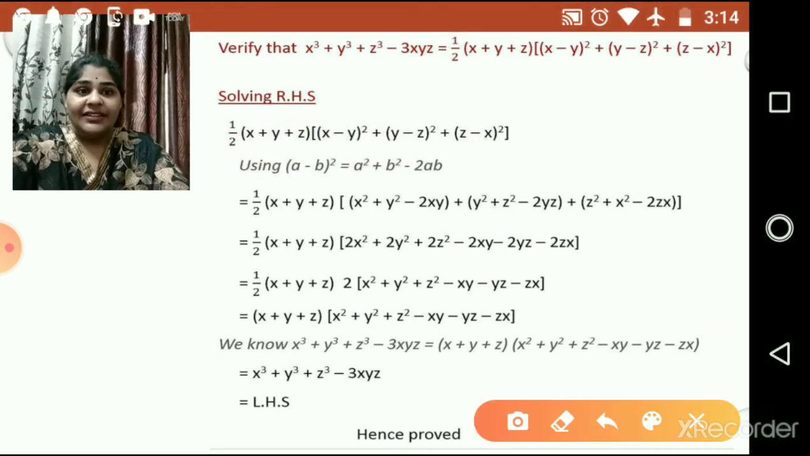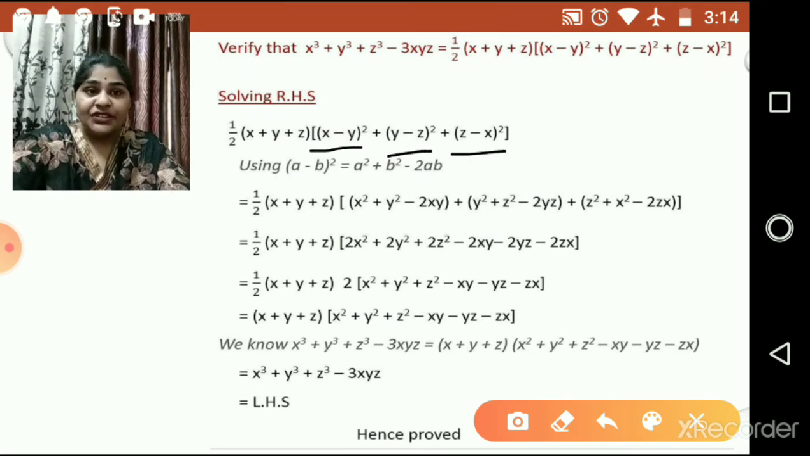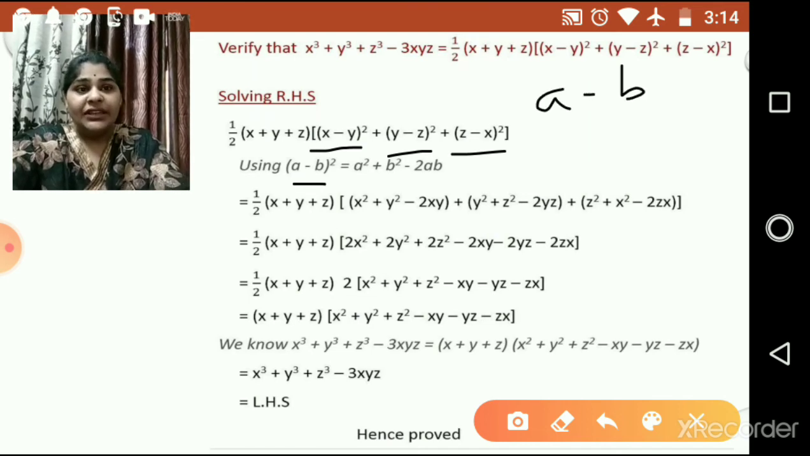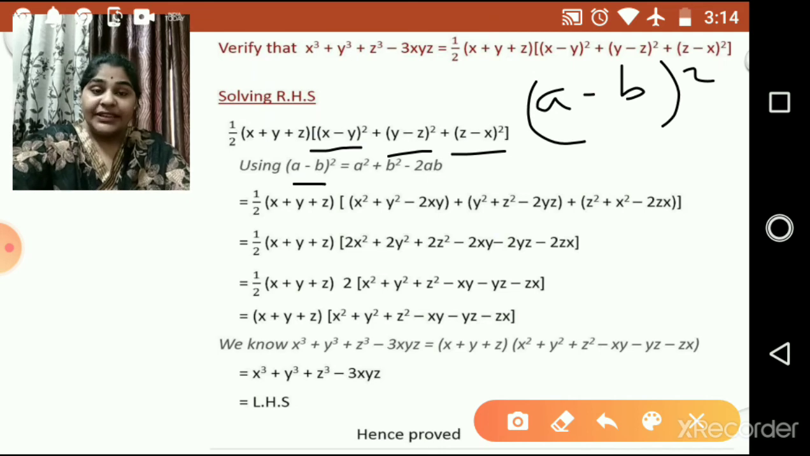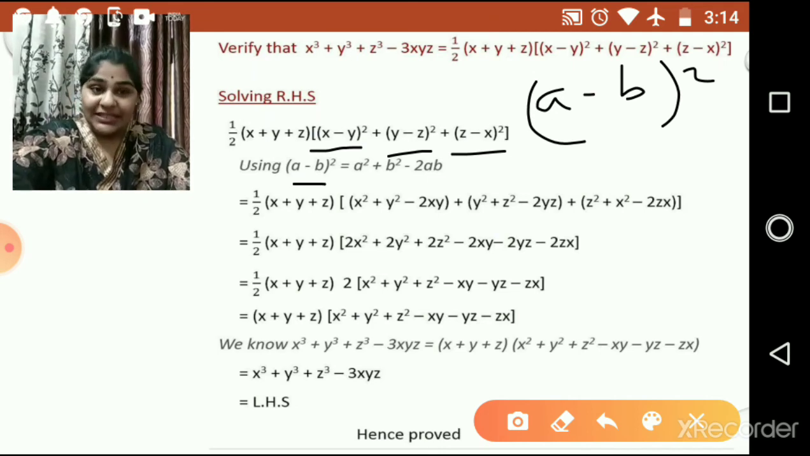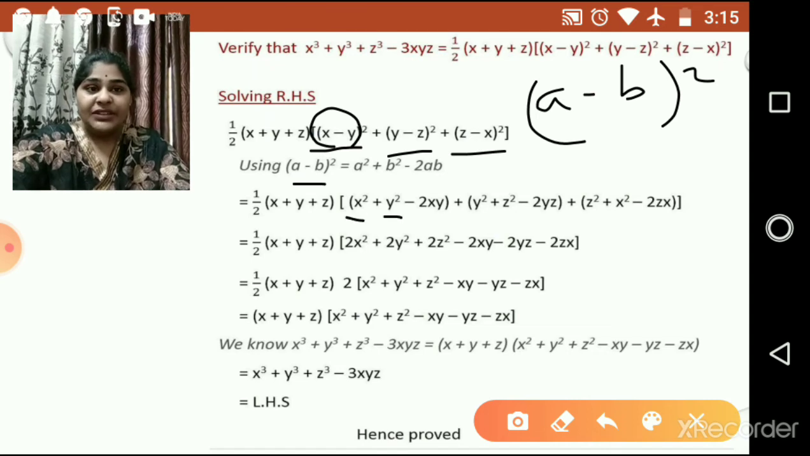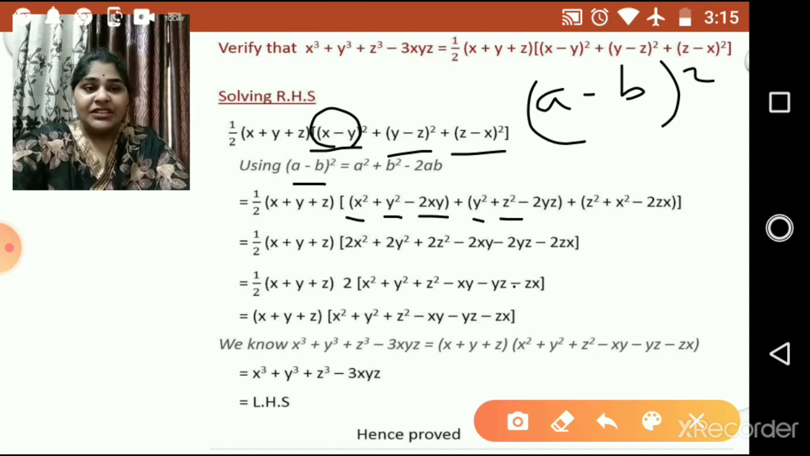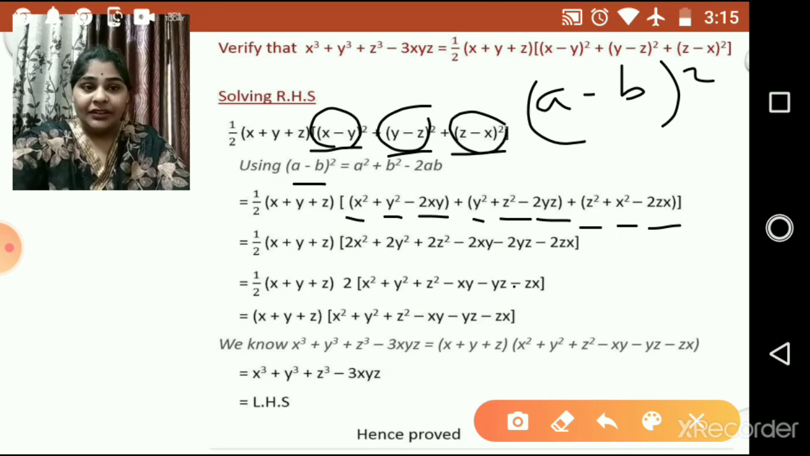On the right hand side, it is x minus y whole square, y minus z whole square, z minus x whole square, which is in the form of a minus b whole square. And we know the value of a minus b whole square is equal to a square plus b square minus 2ab, or you can also say a square minus 2ab plus b square. So these brackets we have to expand in this way. Again a square plus b square minus 2ab, and a square plus b square minus 2ab. I have just substituted the values of a and b as given in our question.